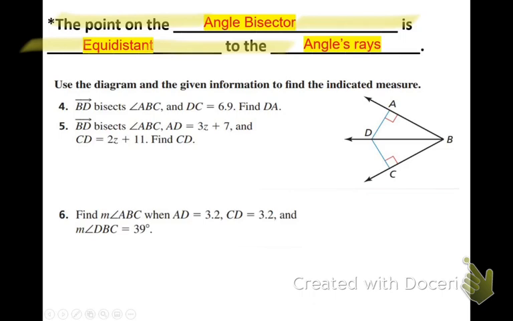So it says BD bisects. So go and highlight it. This is the angle bisector, which means my two angles are congruent. I'm going to go ahead and mark those as well. Because those angles are congruent, the distances from the point to the rays of the angle are also congruent. So let's find out what we need to look for. It says DC. DC is 6.9. Find DA. Well, this is very easy because DA is congruent to DC. So it'll be 6.9.